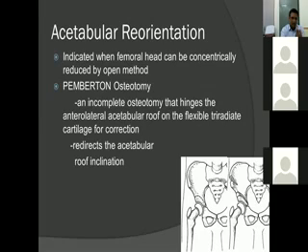The most common osteotomy we do is the Pemberton osteotomy. As the picture depicts, it's an incomplete osteotomy where the osteotomy goes to the triradiate cartilage, and the entire bone is tilted to give coverage to the lateral wall of the femoral head, so that the acetabular reorientation is achieved.